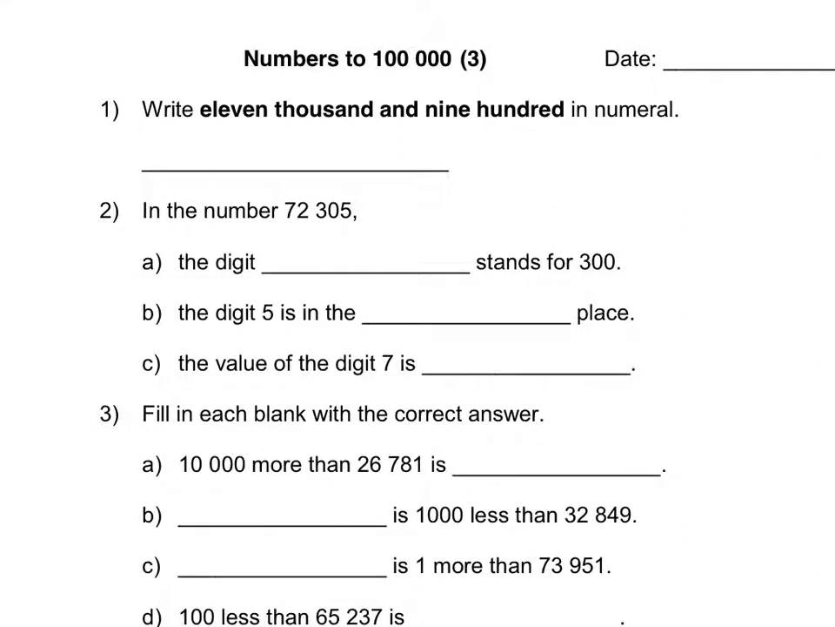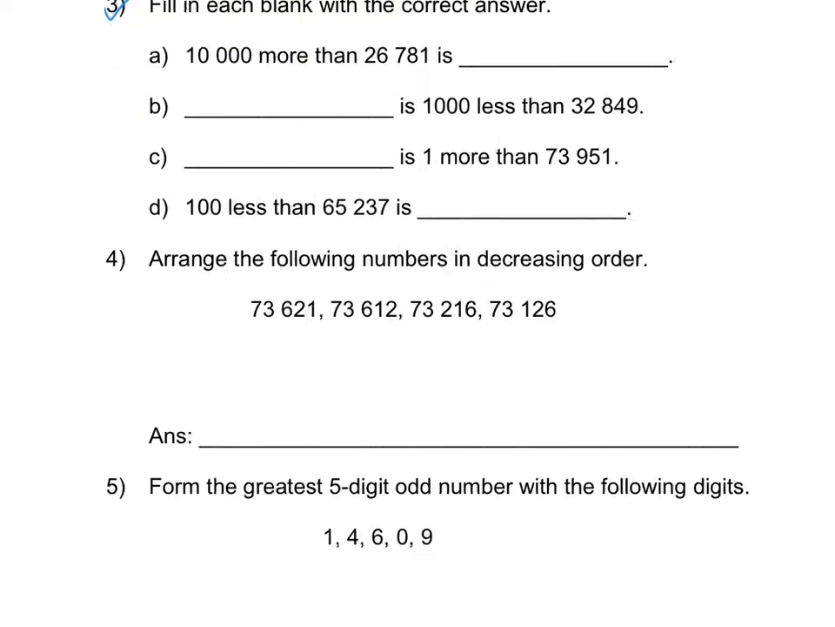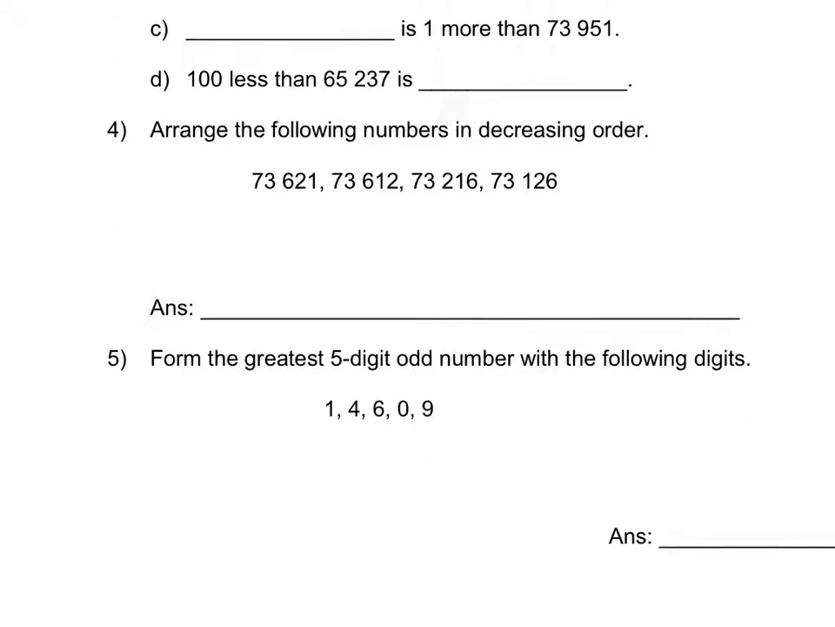Hi everyone, today we are still going to continue on the topic of numbers to 100,000. We are going to focus on writing numbers, answering questions related to place value, and comparing numbers. We are also going to look at how we can order numbers, and also to form a 5-digit odd number as shown in the question you have.